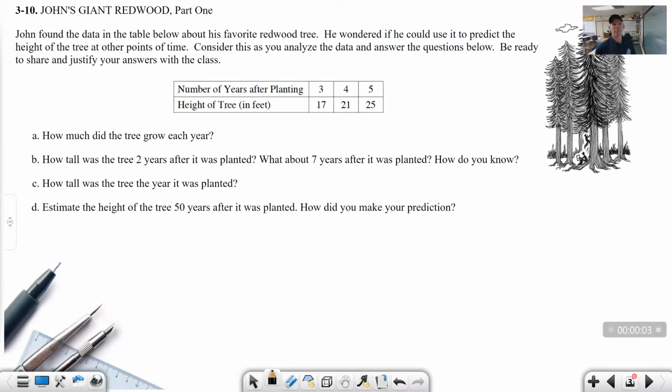Welcome to lesson 3.1.2. Today we're going to do a famous 8th grade CPM problem called John's Giant Redwood.